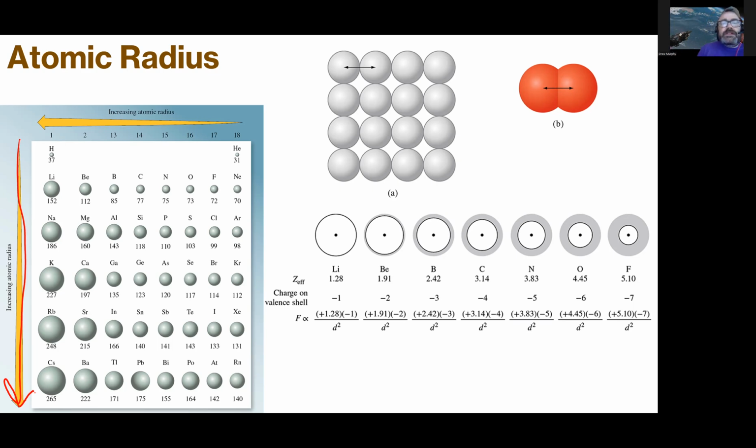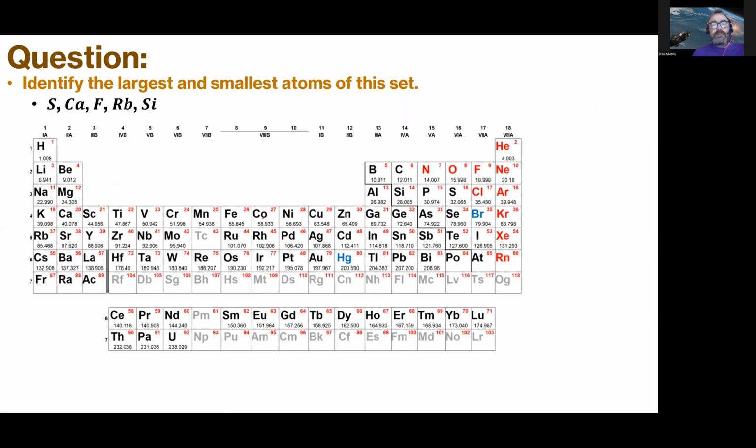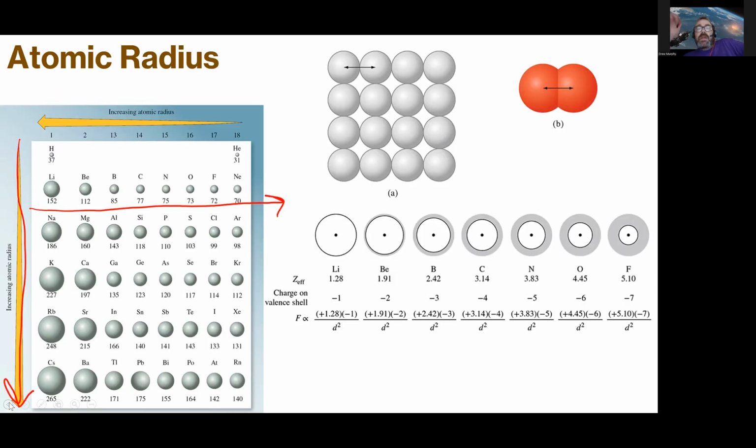The trend that's not intuitively obvious is as you go across the period, and I always think of it going from left to right. They're doing the trend from right to left. But as you go across, the radius decreases, the atoms get smaller. And this is the one that's not intuitively obvious. If we think about it, as you go down, you're adding more stuff, but as you're going across, you're adding more stuff too.